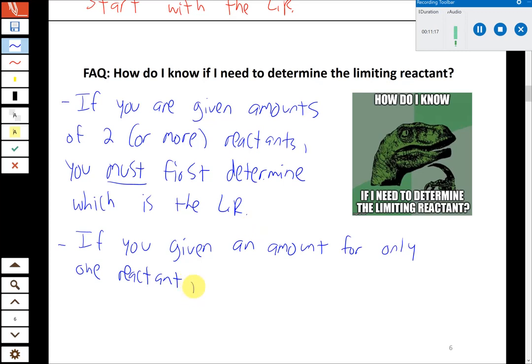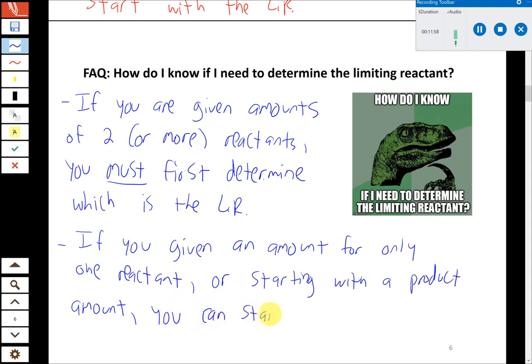So if we give you the amount for one reactant, or in some cases, we'll start problems with an amount of a product. So in some of the problems we did, I don't know if we had any exactly like this last time, but we might say how much of reactant A is required to form this many grams of product. Well, in that case, you don't really care what the limiting reactant is because you're not dealing with quantities of two reactants. You're just given, okay, we want this much product, how much reactant do we need? So if you're starting with a product amount as your given information in the problem, then you don't have to worry about the limiting reactant. So again, it's only when you have amounts of two or more reactants that you need to consider this. And so in these situations, you can just start the problem. You don't have to take any extra steps to figure out the limiting reactant.